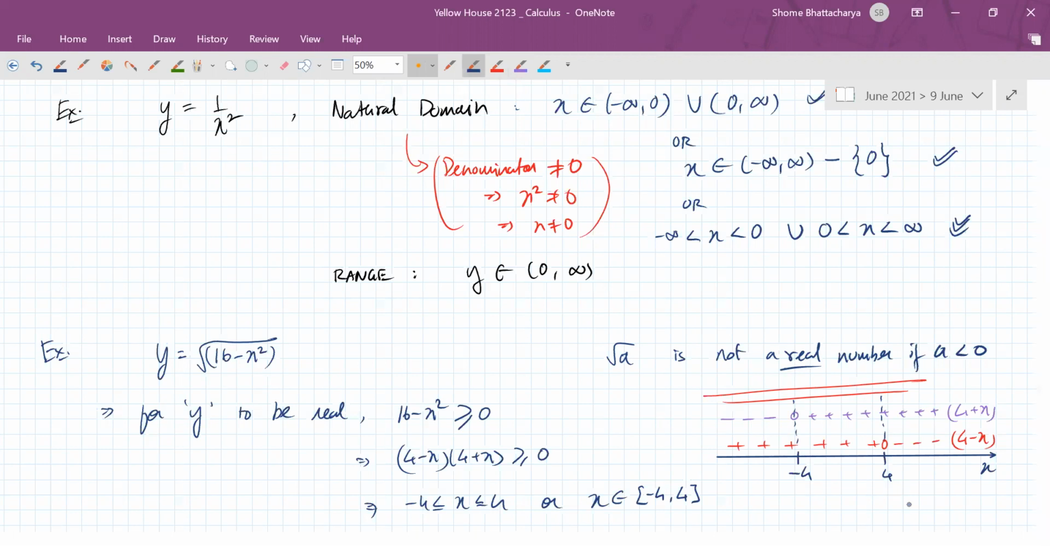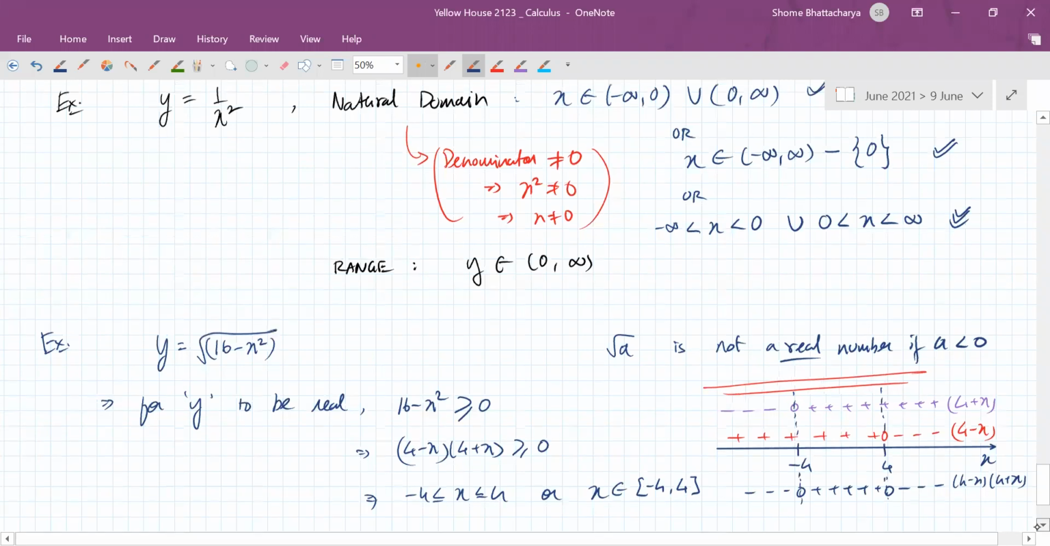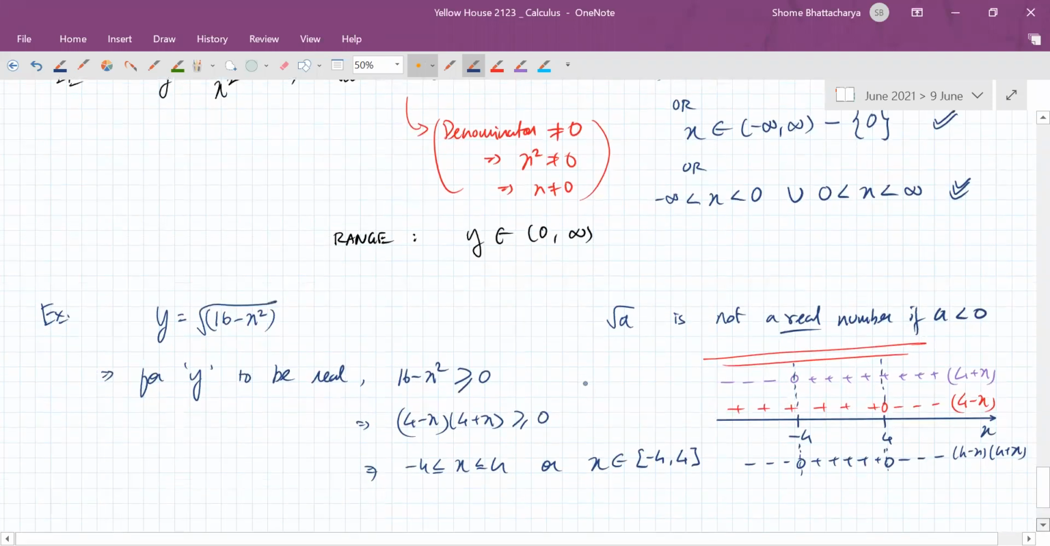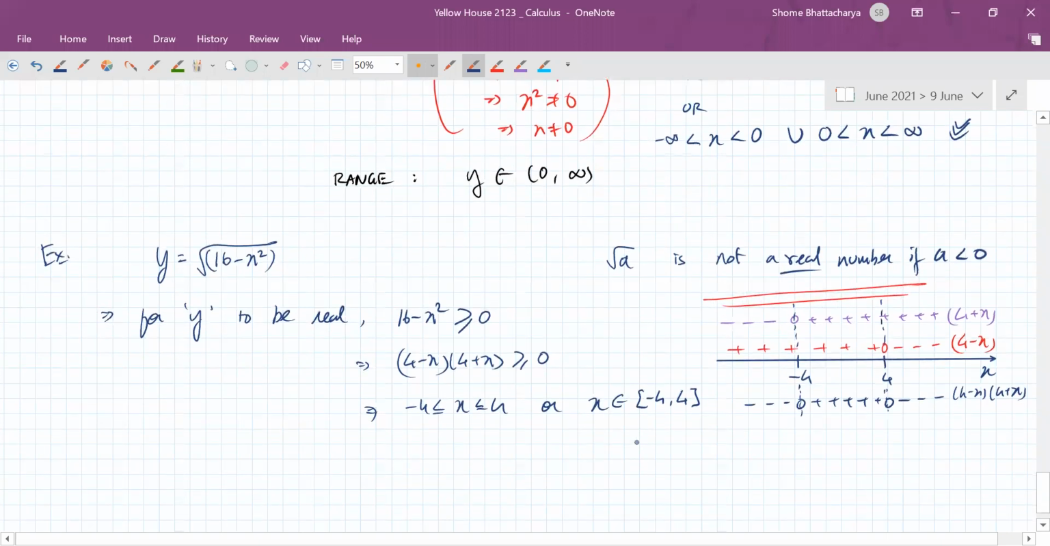Now when we look at the product of these two, 4 minus x into 4 plus x, we can see that the product behaves like this. It is negative here, positive here, again negative here, and 0 at this point and 0 at this point. We'll include these 2 points because we are solving for greater than or equal to 0. So the natural domain becomes this. This is the set of all values of x for which y is real.